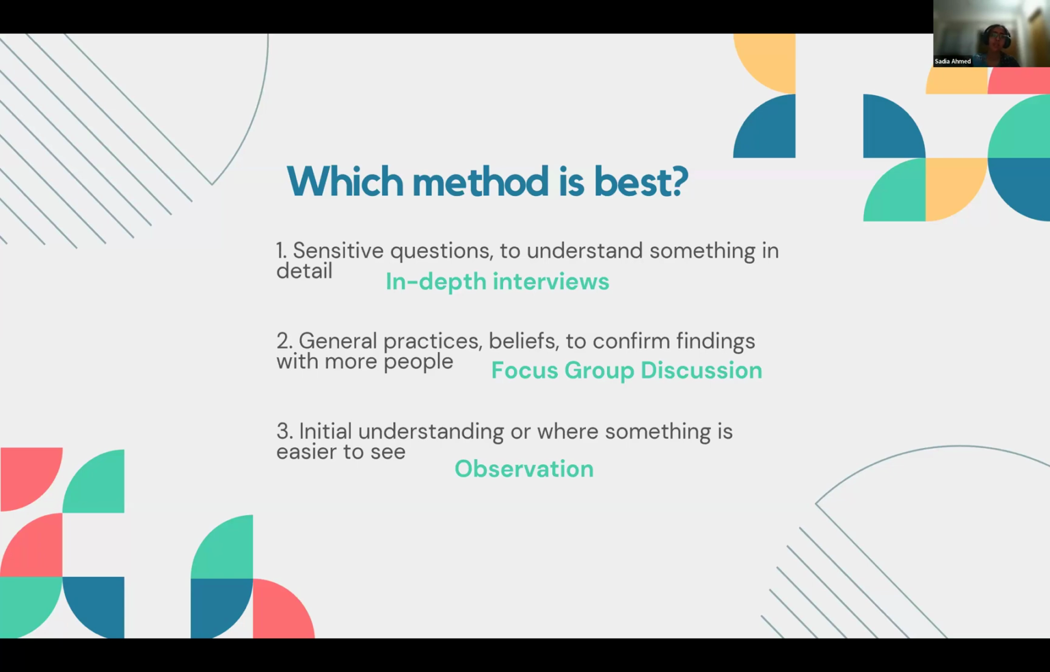So the method that is best depends on what kind of information you want to collect and what you want to do. Do you want to collect general practice and beliefs, or do you want to confirm? Then you would go for FGD. Or if it's more in depth, say a sensitive question or in detail about a person, then you do an in-depth interview, and observations for where it's easier to see.